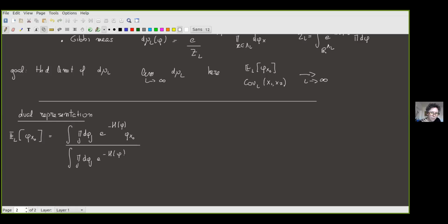H phi. And now the point is that we can rewrite the numerator and the denominator in another way. So how do we do that? Here I still have my fraction. Above, I have a certain operator T to the power L plus x0 applied to a function f, which I call f left. Then my observable, the same operator to the power L minus x0 applied to a function which I call f right.